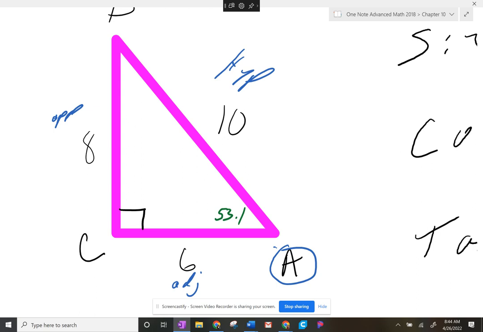Can we figure out the other angle without having to do sine, cosine, tangent again? What are you going to do? Add the 90 and the 53 and then subtract it from 180. Yeah, every single triangle is going to be 180, so we just get to subtract these angles from 180 to figure out what the other angle is going to be. For that last angle, it would be 36.9 degrees.